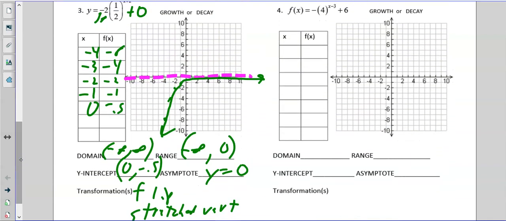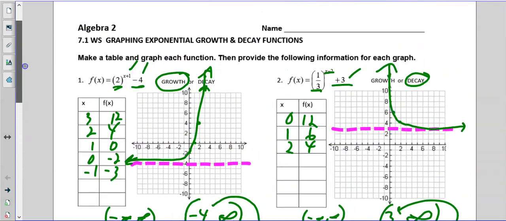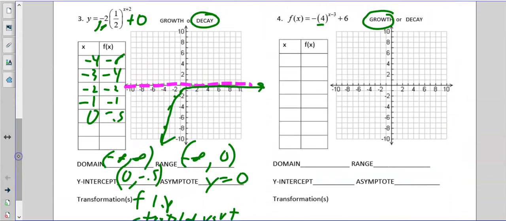On to number 4. Oh, sorry, on the last one I forgot to say, being that this is 1/2, this is decay. I'll get this out of the way now. 4 as your base is growth. I don't remember if I did that number. Yeah, I did. Okay. Keep myself honest.